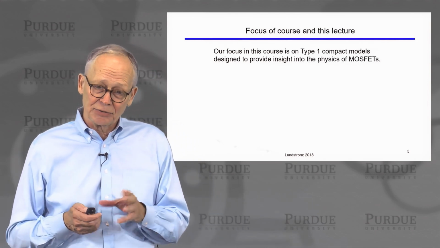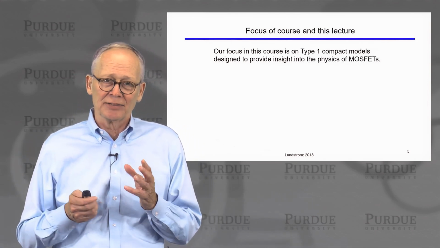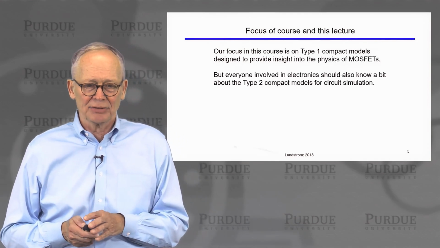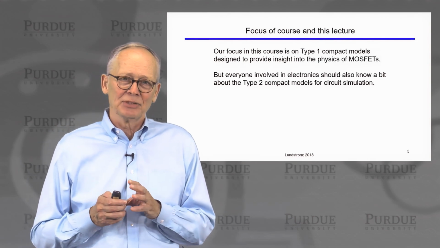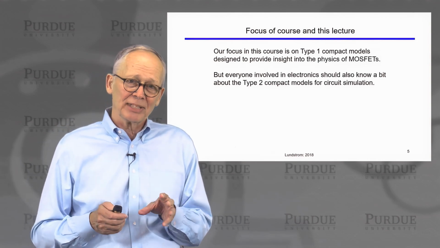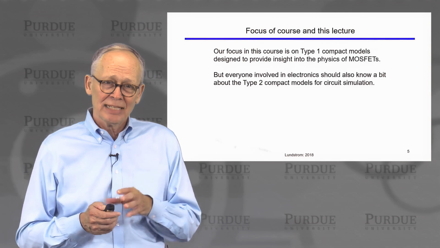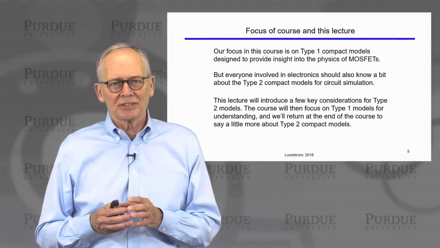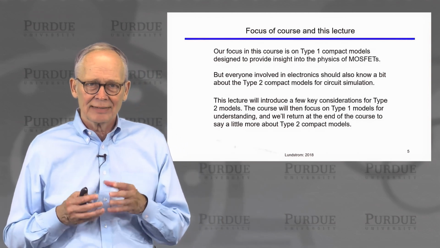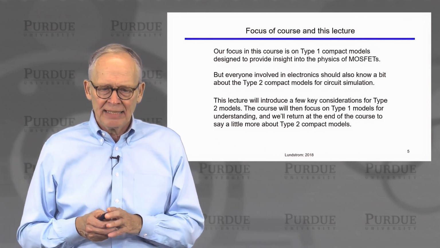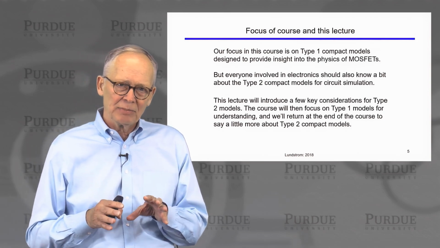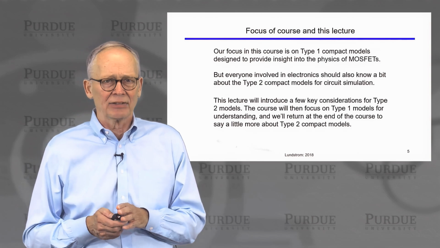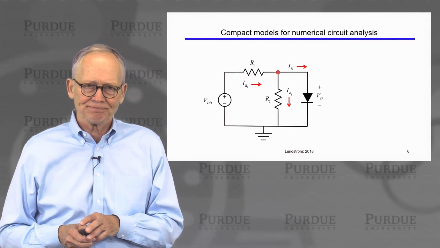All right, our focus is on the first type of compact models. You're trying to use them to provide insight into the operation of transistors, but everyone who's involved in electronics should know something about the second type of compact model, because this is the way we interact with designers. So this lecture is just about a few key considerations for compact circuit models, and as I said, we'll say a little bit about it here so that you know what it's all about, and then we'll revisit it later on when we're wrapping up the course.